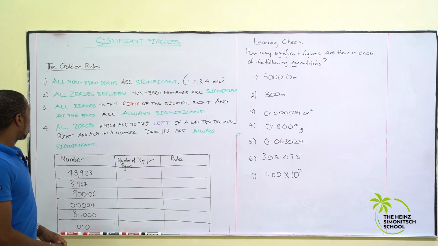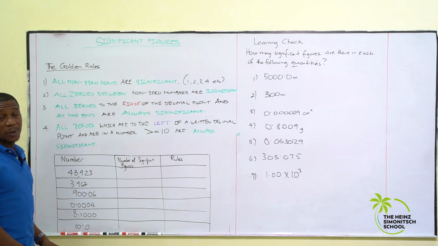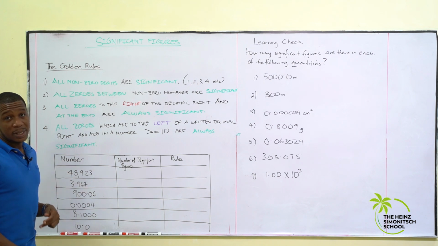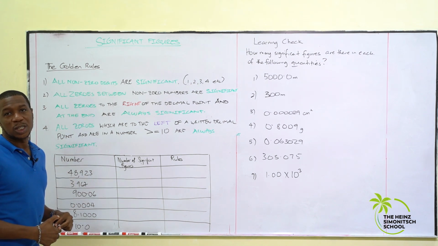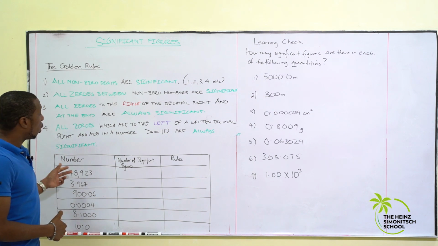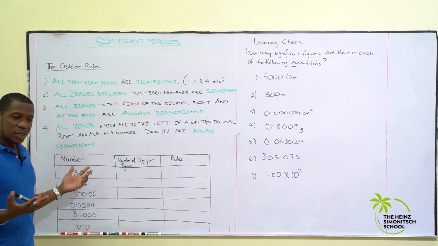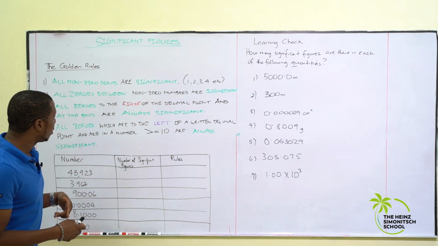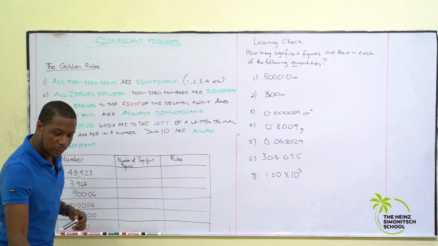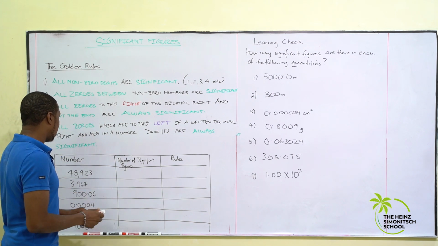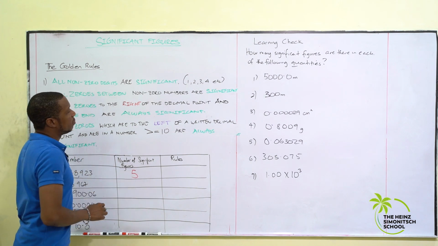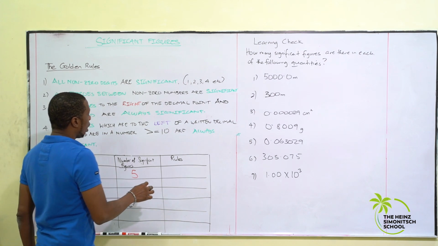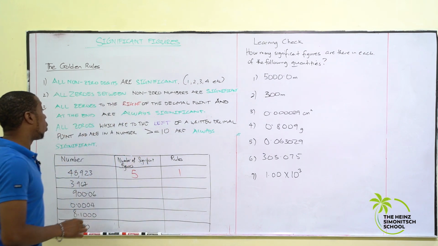So in this number, 48,923, which digits are actually significant? All of them, because they are all non-zero numbers. 4 is significant, 8 is significant, 9 is significant, 2 is significant, 3 is significant. So the number is said to consist of 5 significant figures. Right? So that pertains to rule 1.